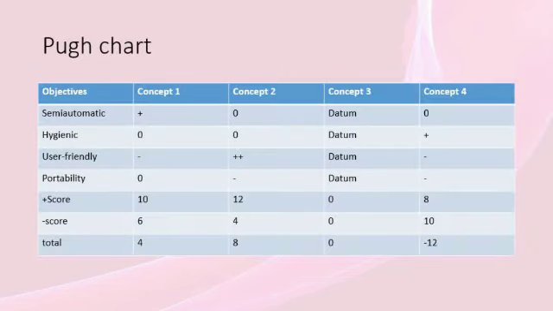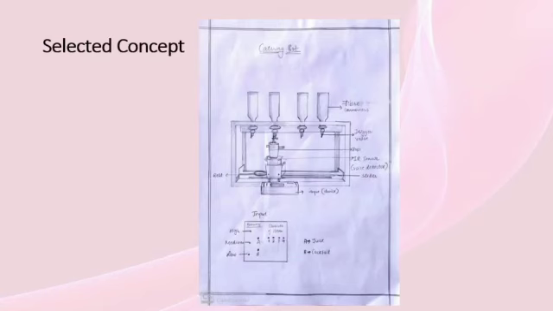This is the Pugh chart where the datum concept is compared with the rest of the 3 concepts based on objectives like semi-automatic, hygienic, user-friendly and portability. It is found that concept 3 is the efficient one. Selected concept: concept 3 is the selected concept.